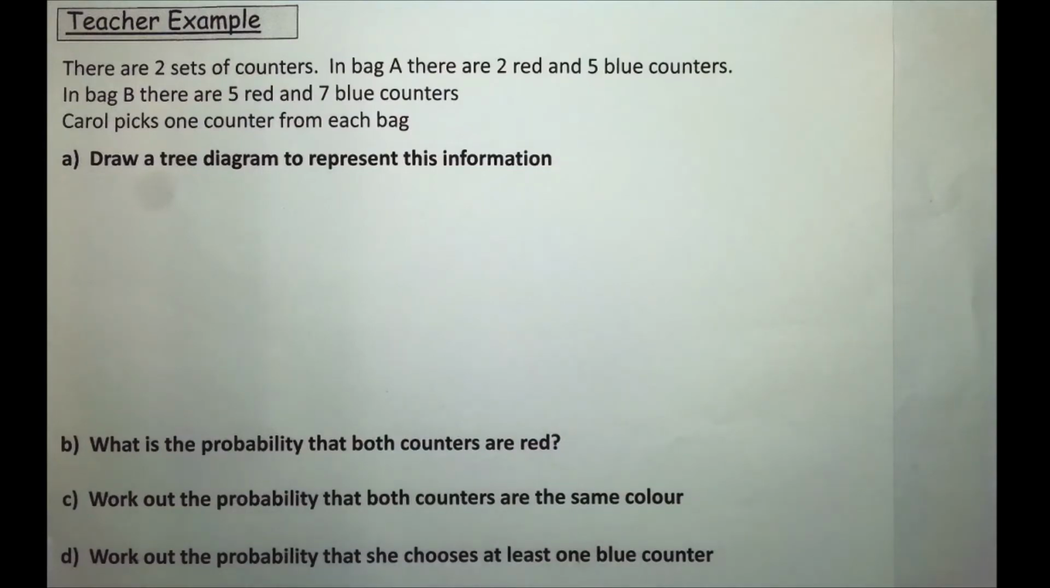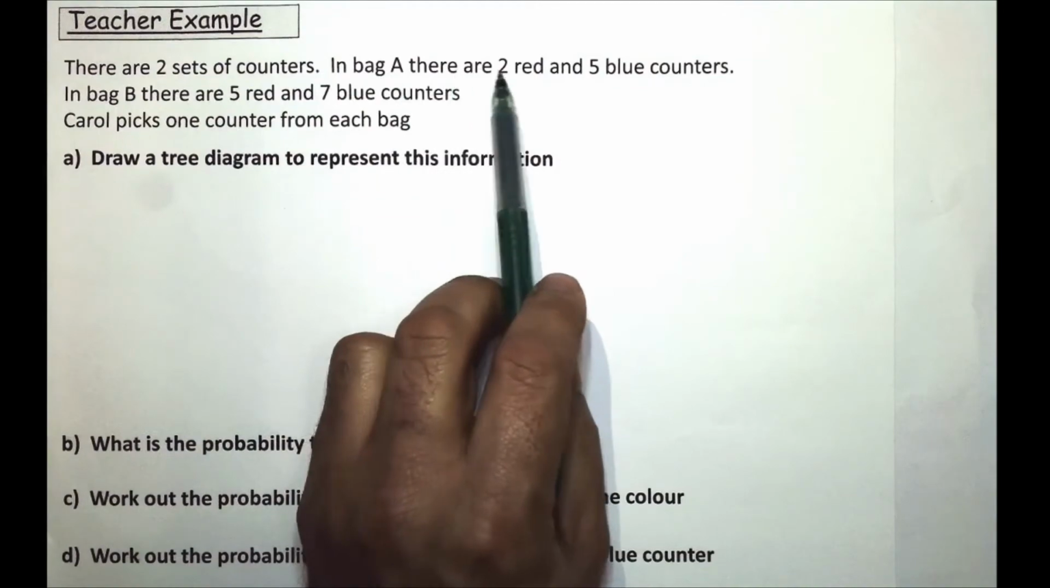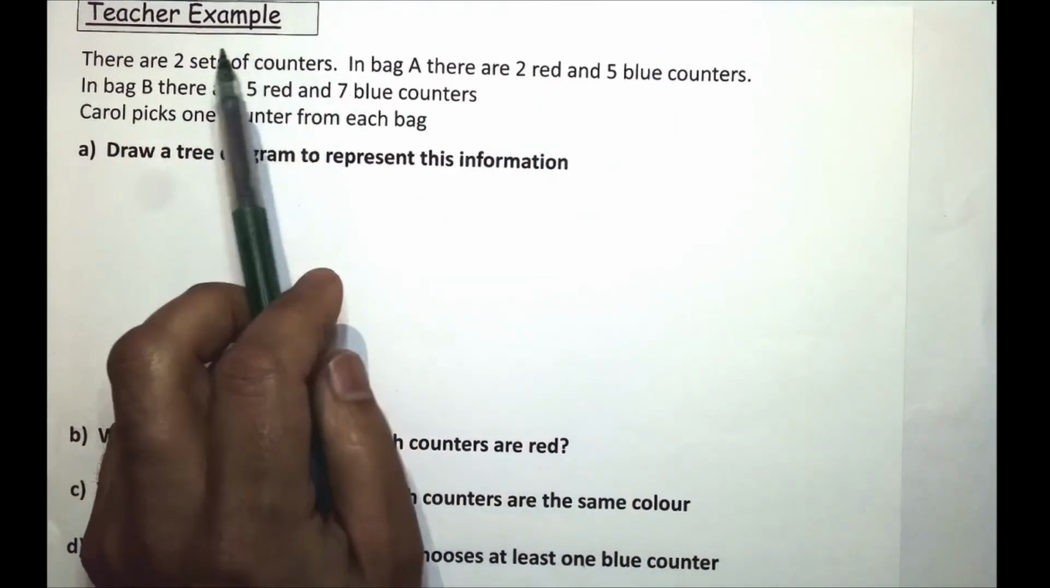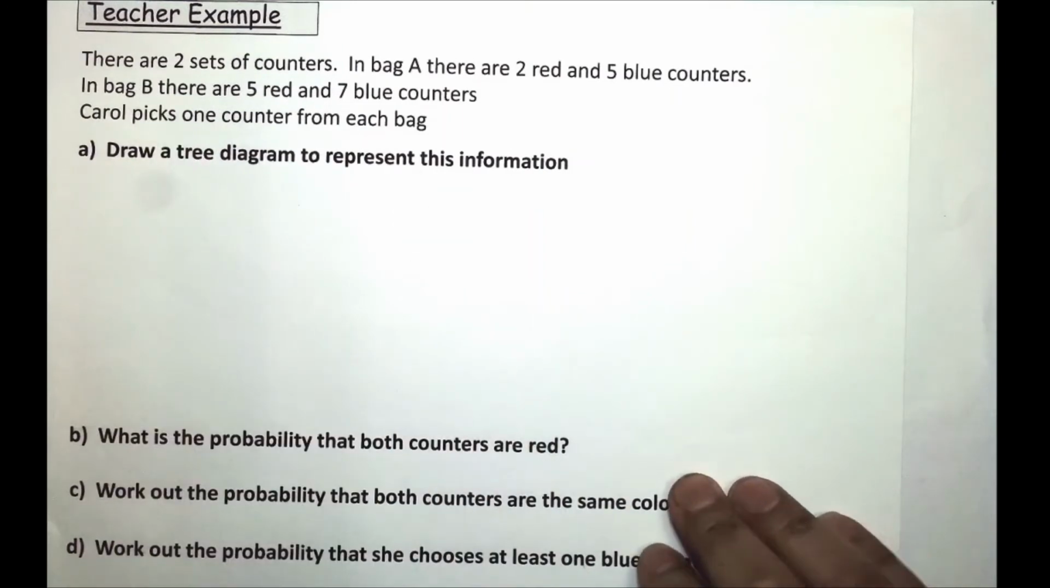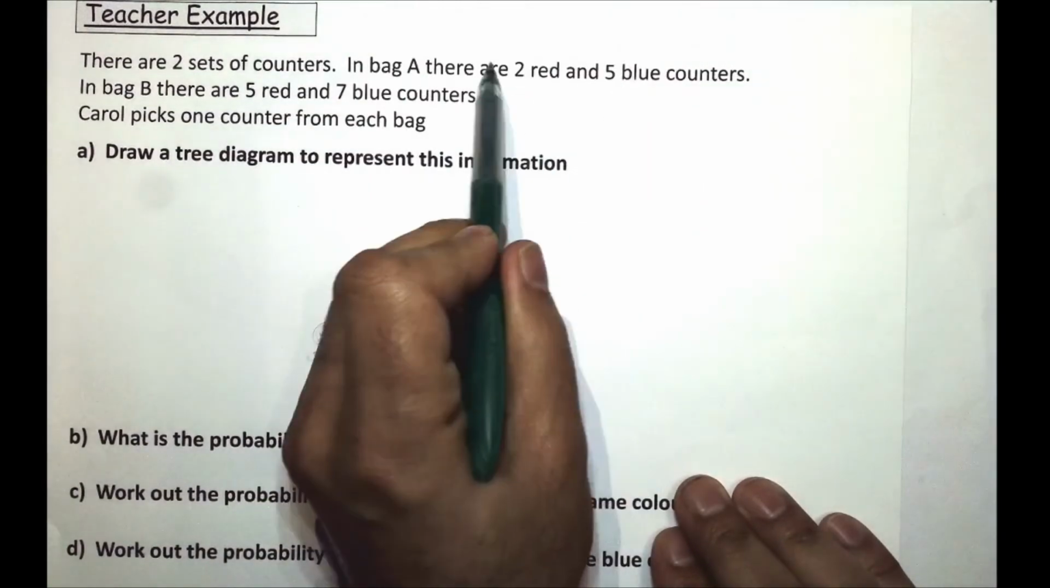In this example, we've got two sets of counters in two different bags. In bag A, 2 red and 5 blue counters. Bag B, there's 5 red and 7 blue counters. And the first part, we're asked to draw the tree diagram. So here we've got two options for each bag.